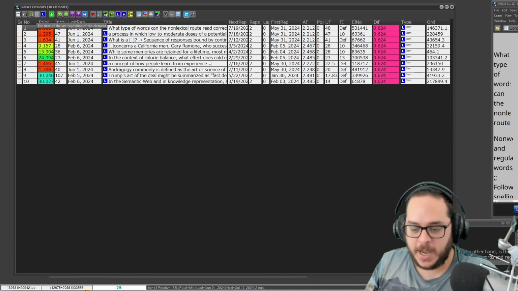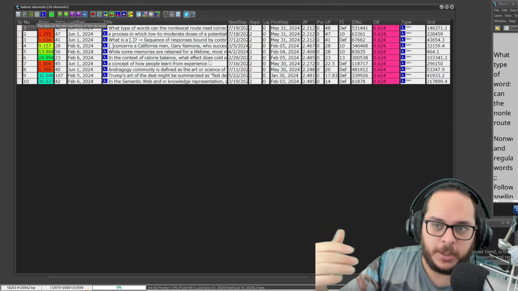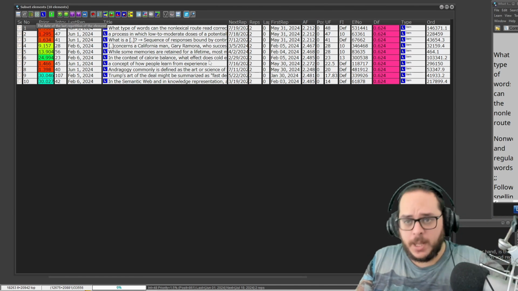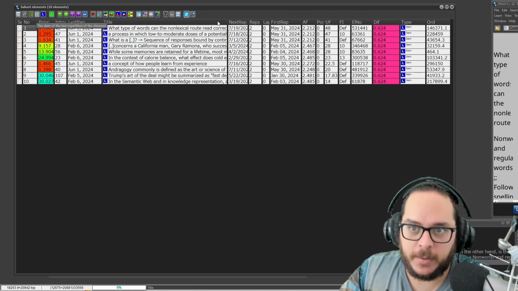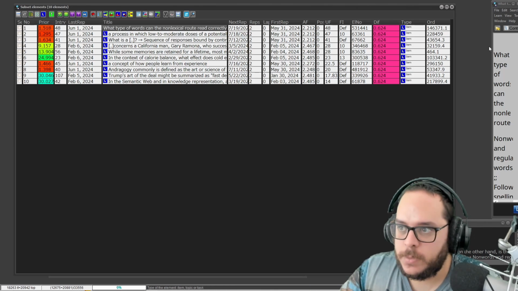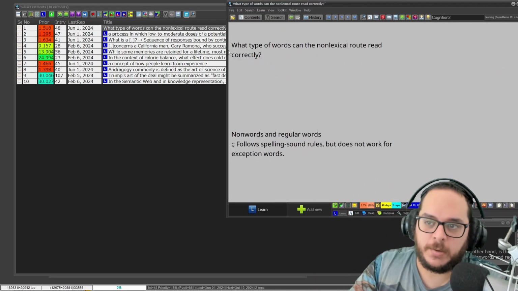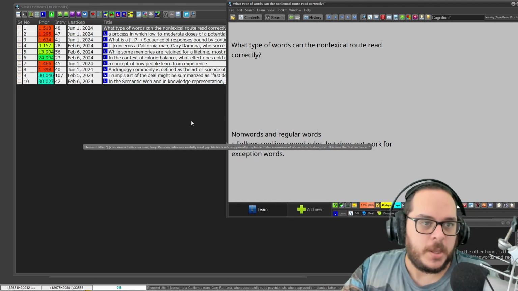That means it was scheduled with an interval that didn't increase that much according to the previous interval, but I did the repetition so late that it was, I don't know how many times. We will see that now. This example: what type of words can non-action on route read correctly? Non-words and regular words. Okay.